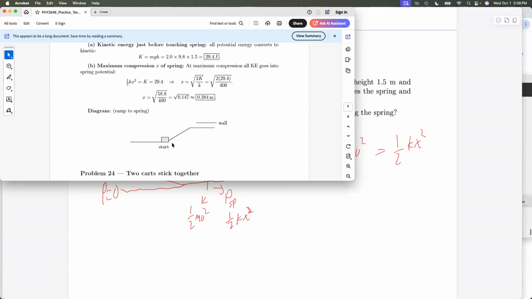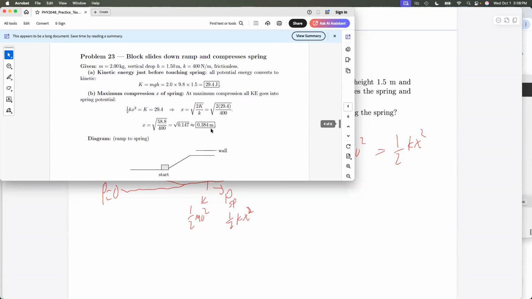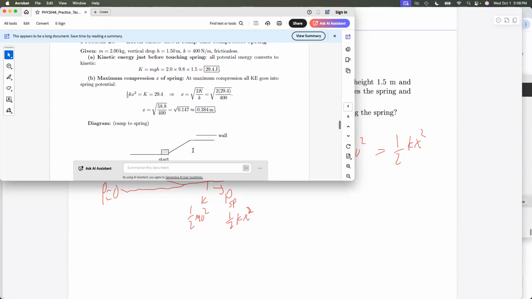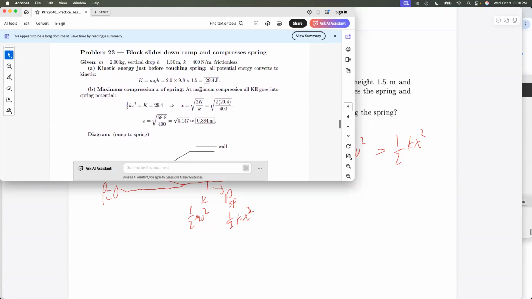I have no idea what this diagram is, though. That diagram doesn't make any sense. It gets confused sometimes drawing these pictures. But check the numbers and make sure that when you type that in, you actually get that.